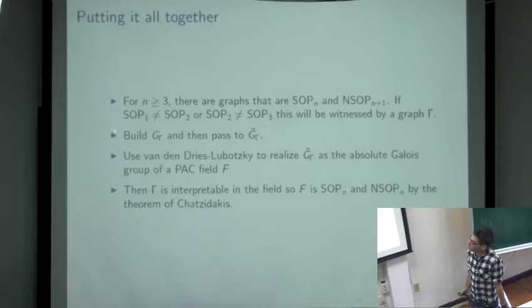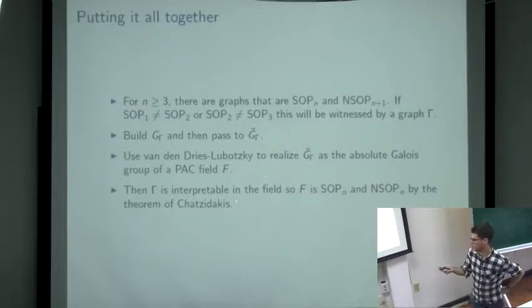Okay, so then you build G_gamma from that graph, and then you pass to the universal Frattini cover, and we know that that operation preserves the graph. Then you use Van den Dries-Lubotzky, the inverse Galois problem for PAC fields, to realize G tilde gamma as the absolute Galois group of a PAC field. And then gamma is interpretable in the field. What is G gamma tilde? Well, this is the universal Frattini cover of the group G_gamma.